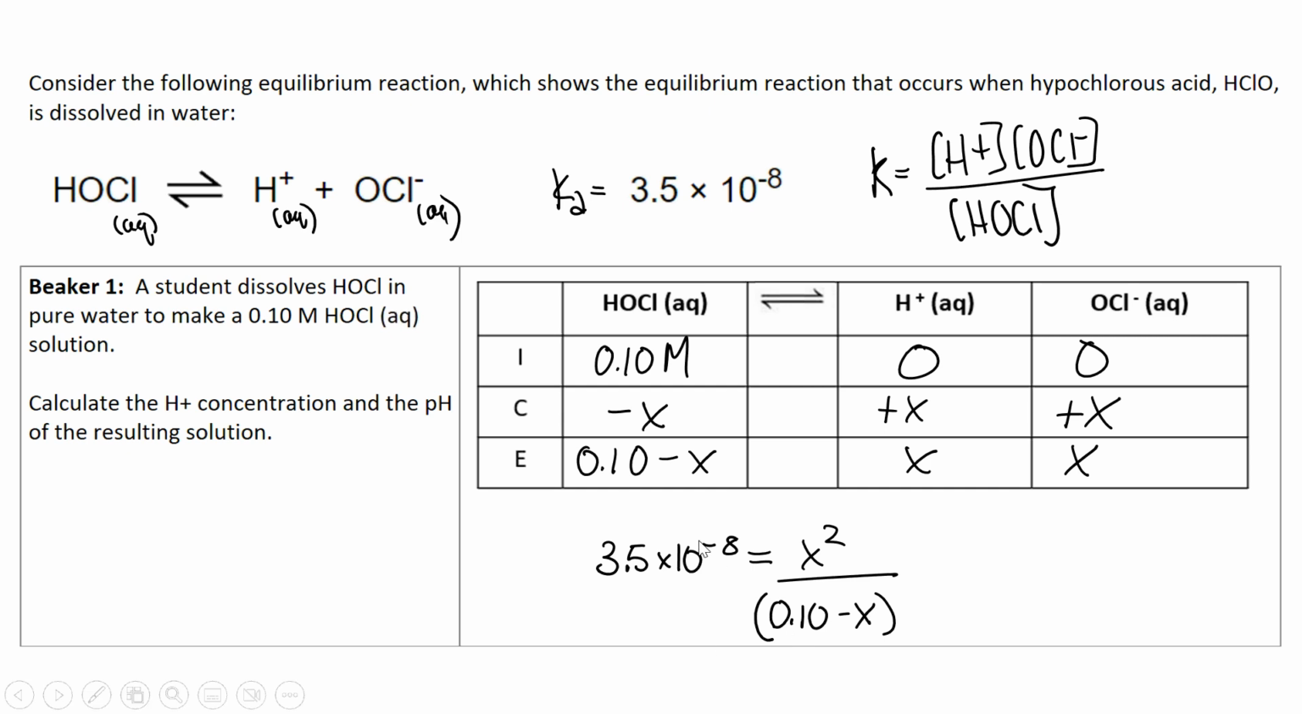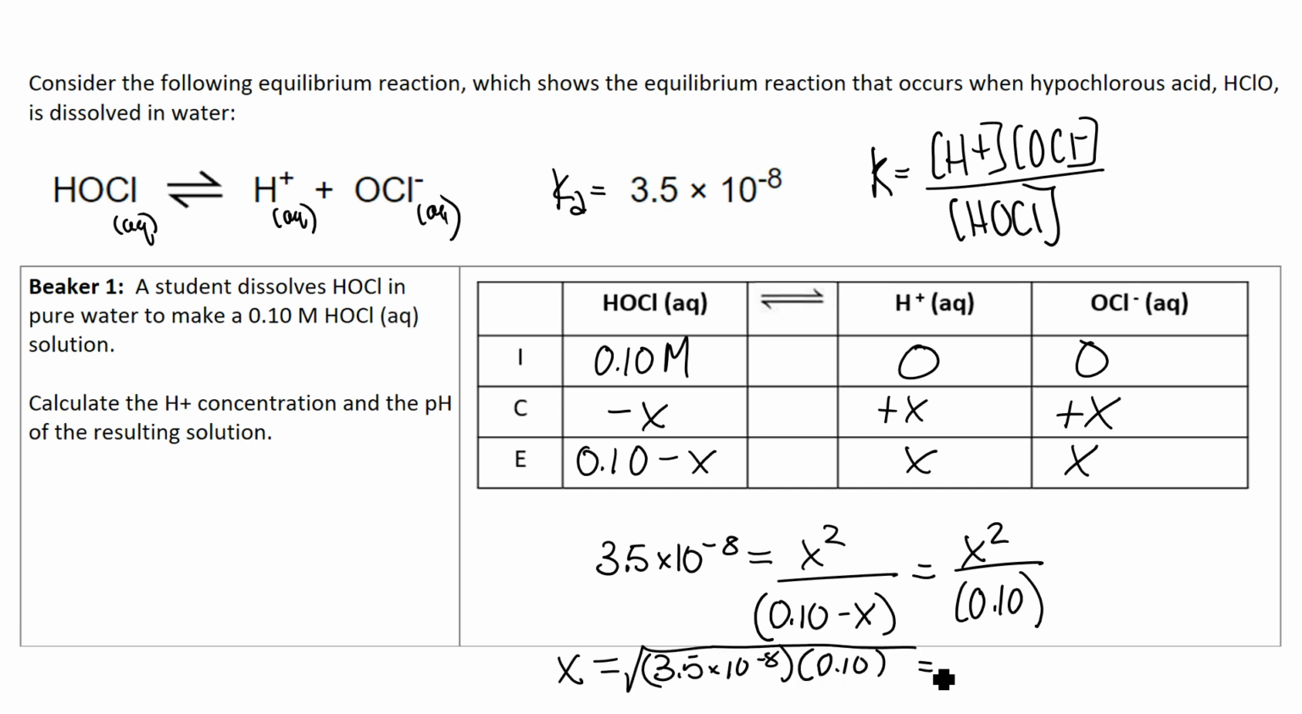And remember, anytime you have a K value that's small, meaning much less than 1, look to see if you can make the K is small approximation. As long as K is 3 orders of magnitude, so like 1,000 times smaller than the initial concentration, we can make this x is small approximation, which means we can say that 0.1 minus x is just 0.1. And then it makes the math a lot easier. So to solve for x, we go 3.5 times 10 to the negative 8, multiply by 0.1, and take the square root of the whole thing. So you can stop and plug that into your calculator.